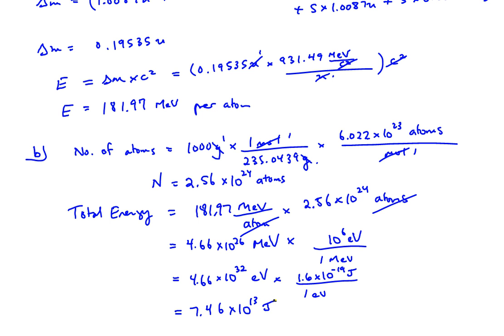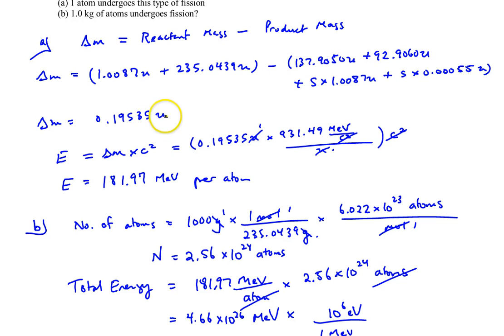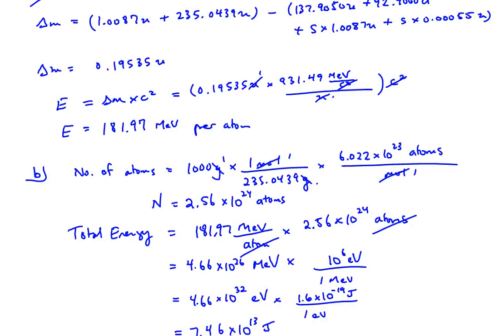Now, you could have done this question a little bit differently. You could have changed the atomic mass units to kilograms, using the conversion at the beginning of the notes, and then multiplied that in kilograms by the speed of light, which is 3 times 10 to the power 8, squared, and then you'll get an energy that is in joules, and so you don't have to do the conversion from mega electron volts to joules. It's really up to you. And that's it for this example.